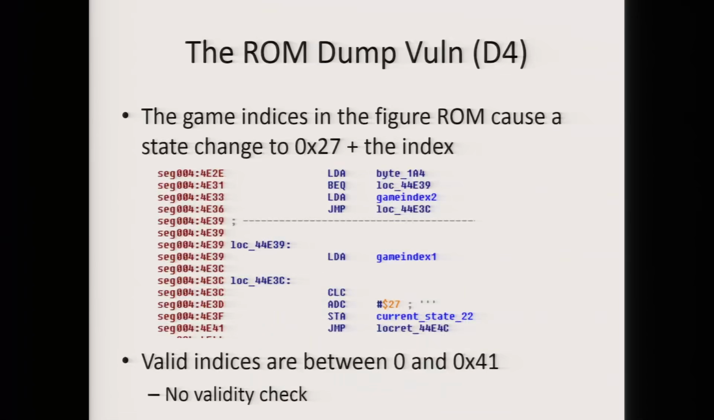So I started to look into how it worked. And basically, I was right about it being a jump table. What the code does is fetch the game index, that one value that determines what game you're playing, add hex 27 to it, and then jump to that in the state table. And there's no validity check, so the problem is that you're jumping to a state that's out of range.